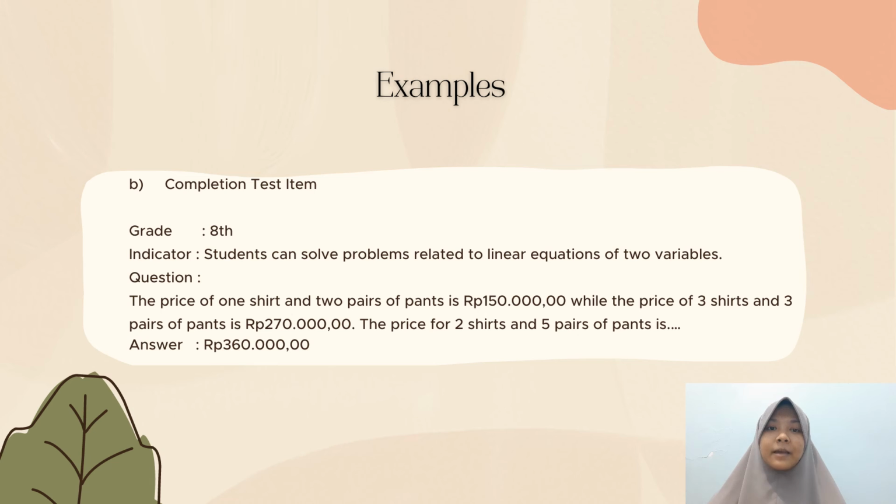Move on to the second example. This is the example problem of a completion test item. This question is for 8th grade students and the indicator is that students can solve problems related to linear equations of two variables. And the question is, the price of one shirt and two pairs of pants is 150,000 rupiah, while the price of three shirts and three pairs of pants is 270,000 rupiah. The price for two shirts and five pairs of pants is, and the answer to the question is 360,000 rupiah. Now we move to the analysis.